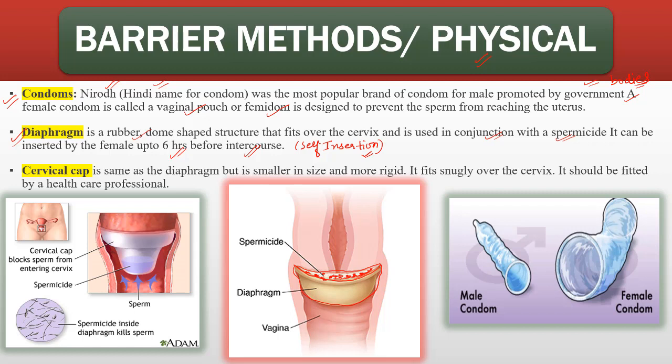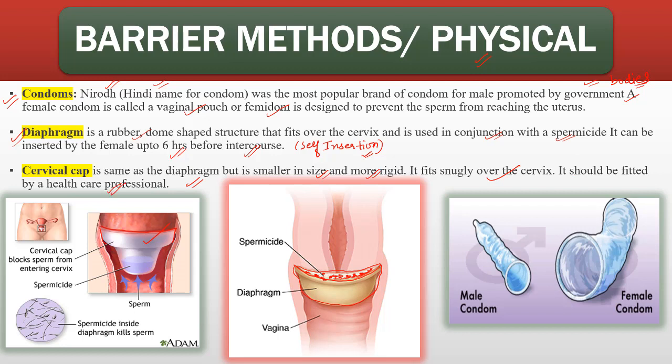Then cervical cap. Cervical cap is the same as diaphragm, but is smaller in size and more rigid. This is the diagram of the cervical cap. It fits snugly, meaning the seal obtained after fitting the cervical cap is very tight, and the chances of sperm entering are very low. It fits snugly over the cervix. It should be fitted by a healthcare professional.